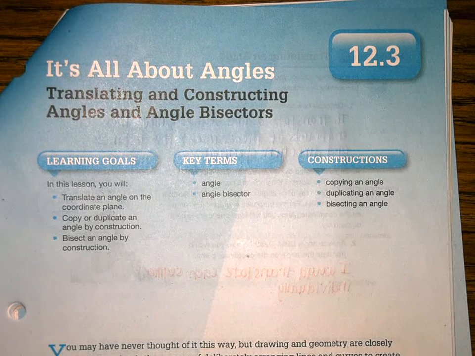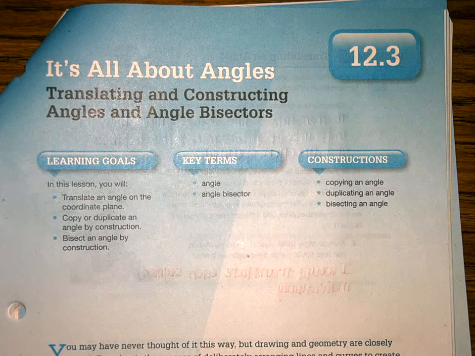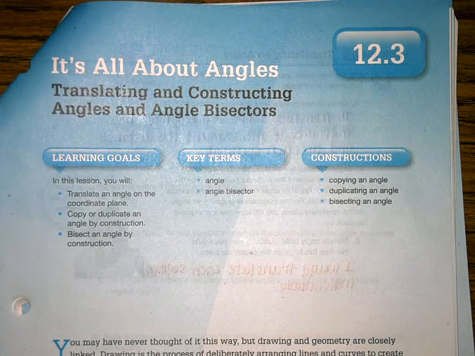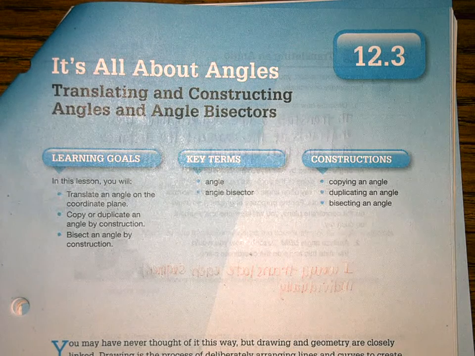Okay guys, so today we're going to be looking at the first half of 12.3. So we're going to be moving away from segments for a little bit and start looking at angles. And today we're going to be translating and constructing angles, and then tomorrow we'll be looking at constructing angle bisectors.